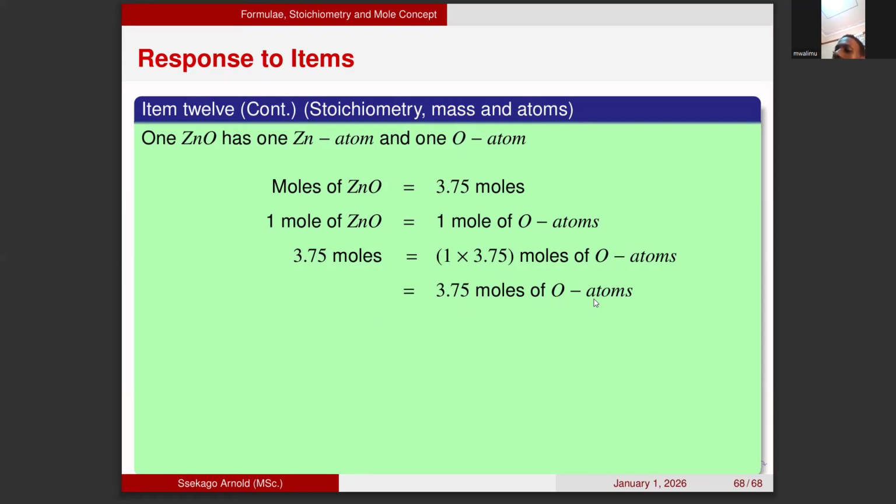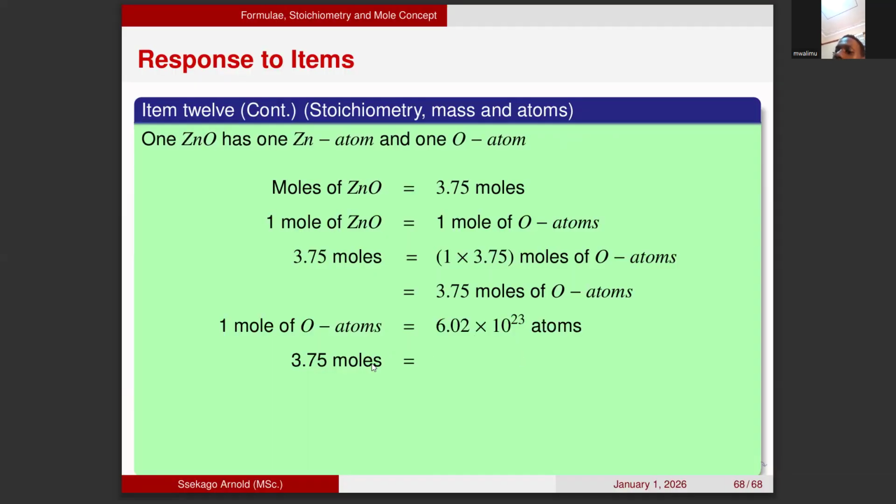So these are moles of oxygen atoms. I'll tell you that these are not atoms of oxygen, they are moles. So to find the actual atoms, we use the Avogadro's relation, which says that 1 mole of oxygen atoms is equal to 6.02 times 10 power 23 atoms. What of the 3.75 moles? This will equal 3.75 times 6.02 times 10 power 23 atoms. So we obtain the same number of atoms.